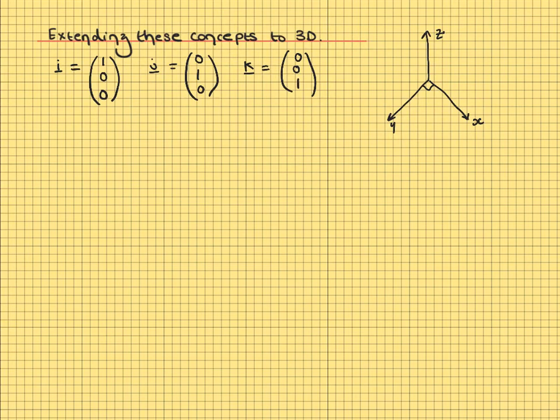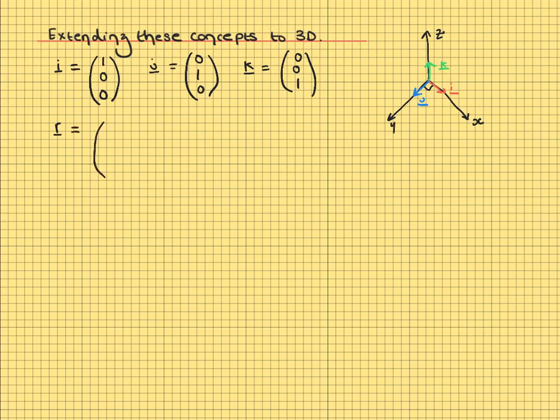So the i vector lies along the x-axis like that, the j vector lies along the y-axis like that, and the k vector lies along the z-axis like that, and all 3 are mutually perpendicular and they are all unit vectors, i.e. they have a magnitude of 1. So let's suppose we have a vector r.